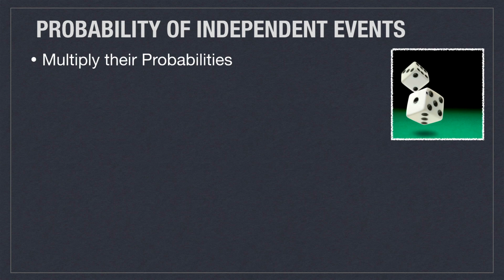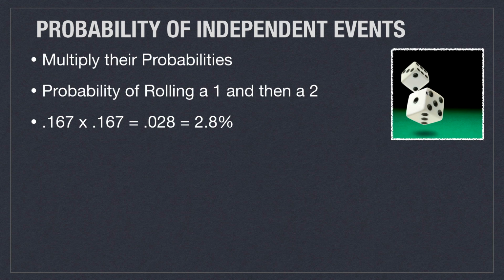Now, if an event is independent, what we're going to do is multiply their probabilities. For example, to find the probability of rolling a 1 and then a 2, both of which have a probability of 1 in 6 or 0.167, we're going to multiply them to find a probability of 2.8%.